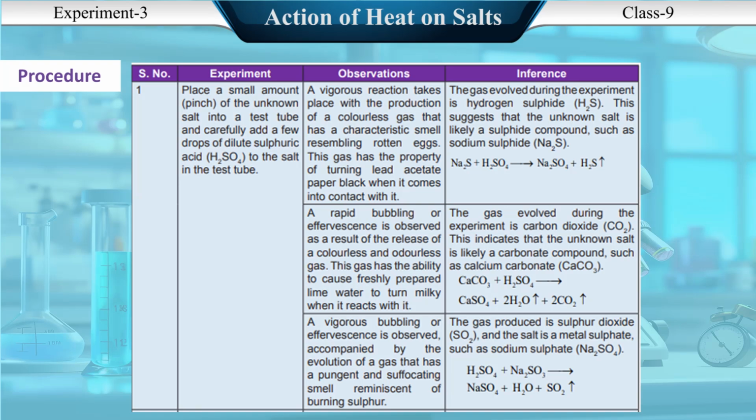The gas evolved during the experiment is hydrogen sulfide. This suggests that the unknown salt is likely a sulfide compound, such as sodium sulfide. The gas evolved during the experiment is carbon dioxide. This indicates that the unknown salt is likely a carbonate compound, such as calcium carbonate. The gas produced is sulfur dioxide, and the salt is a metal sulfate, such as sodium sulfate.